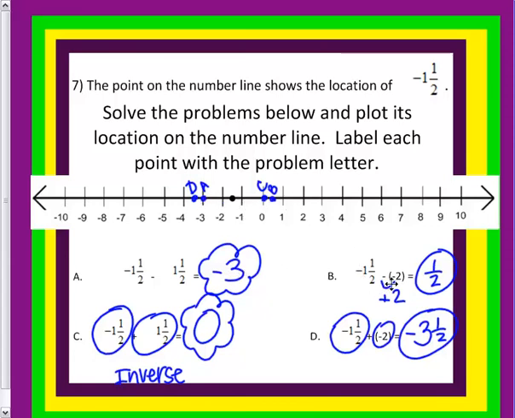If I have -1.5 minus a -2, that's a not, so I'm adding 2 and I get a half. That's B. If I have a -1.5 plus 1.5, those are inverses, so that's 0, and I plot that one for C. And then a -1.5 plus a -2 is a -3.5, or D. So I plot that one at 3.5, but it's negative.